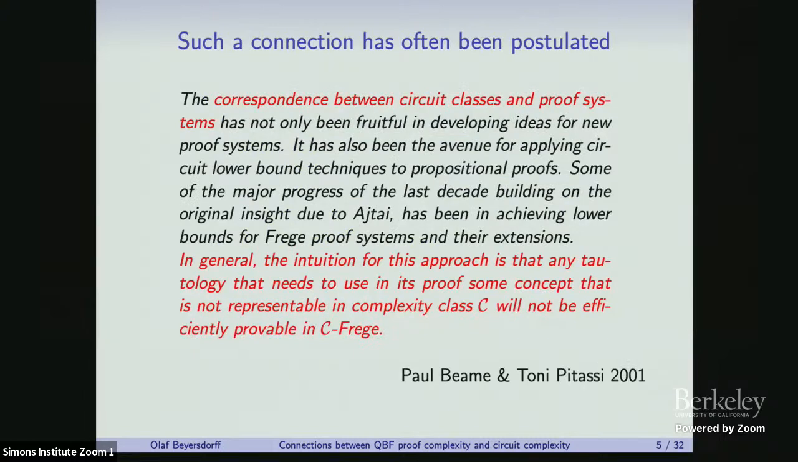So what is this actually about? Here I've got another quote from a survey by Paul and Tony from about 20 years ago, but it's pretty much up to date. It's again on this correspondence between circuit classes and proof systems. I'll just read the last line. In general, the intuition for this approach is that any tautology that needs to use in its proof some concept that is not representable in complexity class C will not be efficiently provable in C Frege. But the important thing is this is just an intuition, and we don't know how to make this work in the propositional domain.